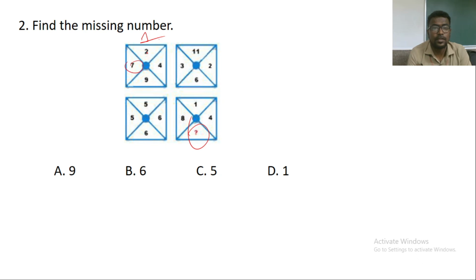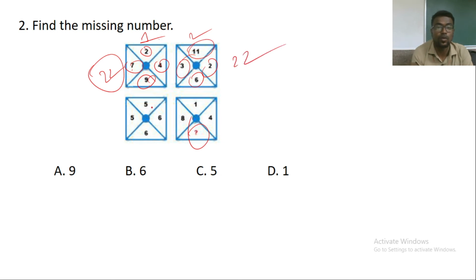We are having the numbers 7, 2, 4 and 9. If we add them together, we get 9, 18, 22. The addition of these 4 numbers is 22. Let's try with the second box: 11, 14, 20, 22, again 22. And let's try with this one: 5, 10, 16, 22. So this also gives 22.